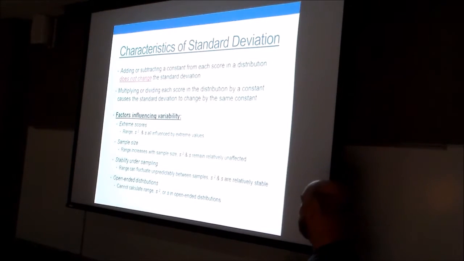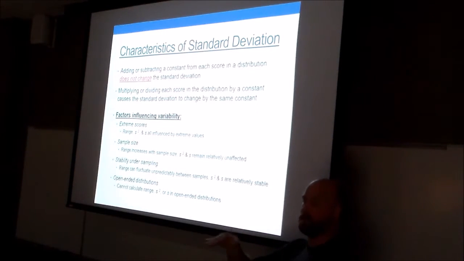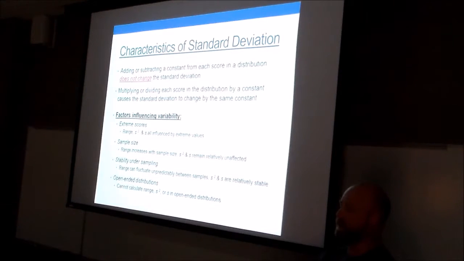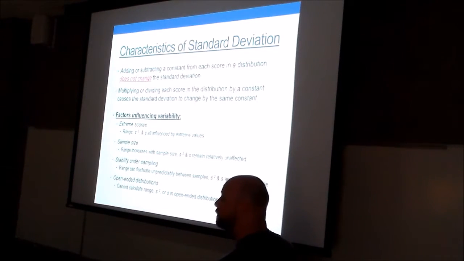And then open-ended distributions are censored variables. We can't calculate range, standard deviation, or variance in censored data, because in order to calculate all of these, we need to know what the actual value was, right? Not just everybody came in and we capped them out at 100 and then left it at that, right? And so that starts to become problematic for calculating with censored data.